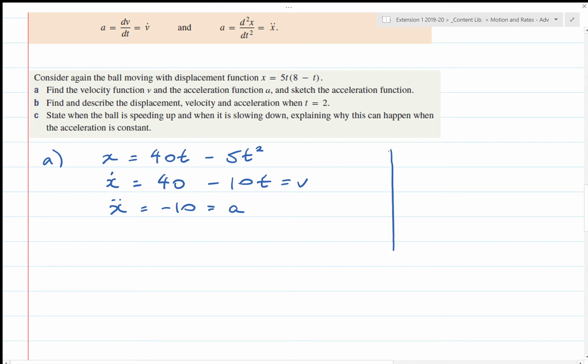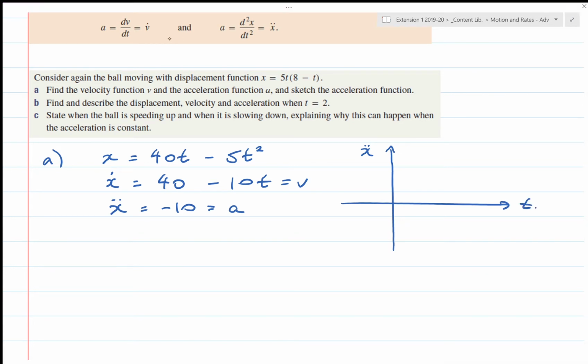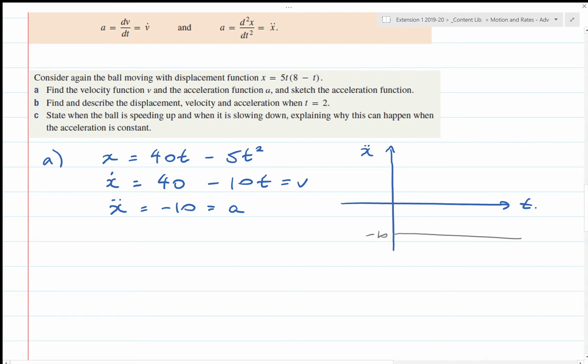Okay, it's not particularly interesting, but here's the acceleration, here's time, and here's the function at minus 10. Notice I started there at the vertical axis just because time can't really be negative ever in these questions. Doesn't make sense. So find and describe displacement, velocity, and acceleration when t equals 2.